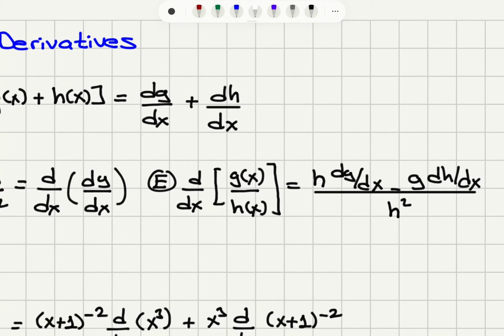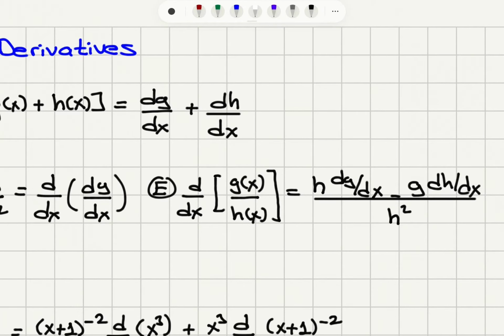If we're taking the derivative of the ratio of two functions, g of x over h of x, with respect to x, it is the function at the bottom, h, multiplied by the derivative of the function on top, dg/dx, minus the function on top multiplied by the derivative of the function at the bottom, dh/dx, divided by the function at the bottom squared, h squared.